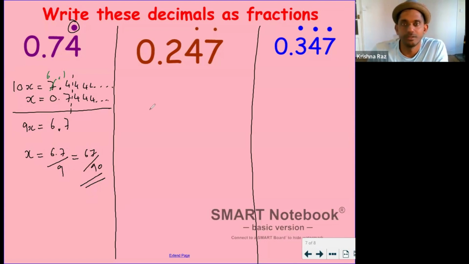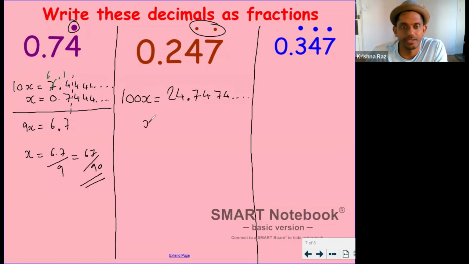Second one, we have 2 dots. So how many times are we going to times by 10? Exactly, twice. So 100x equals 24.7474. x is 0.2474, and so on. You can see at that point, the decimals line up.